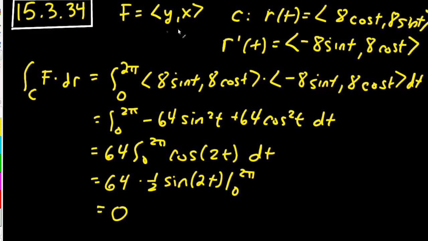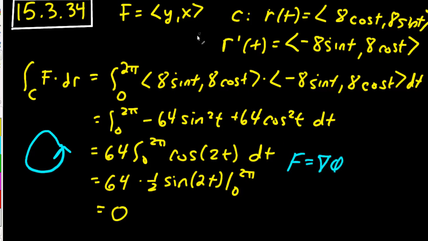Now notice that this curve is a circle. In particular, it is a closed, smooth, simple curve. It's closed, it starts and ends at the same point, and it's smooth. So f is a conservative vector field because it has a potential function for which it's the gradient.